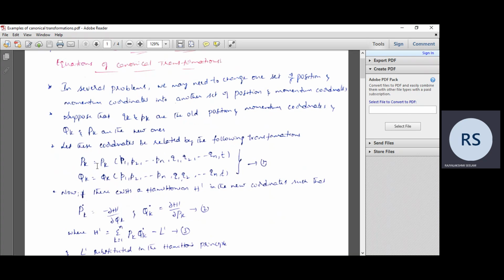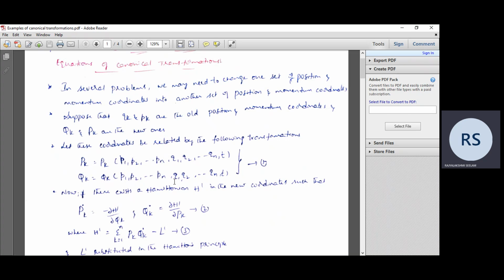So here capital P_K equals capital P_K of small p1, p2, and so on, pn, q1, q2, and so on, qn, t, and capital Q_K equals capital Q_K of small p1, p2, and so on, small pn, q1, q2, and so on, small qn, t. These are equation number 1, and these are the relations between the old set of coordinates and the new set of momentum and position coordinates.